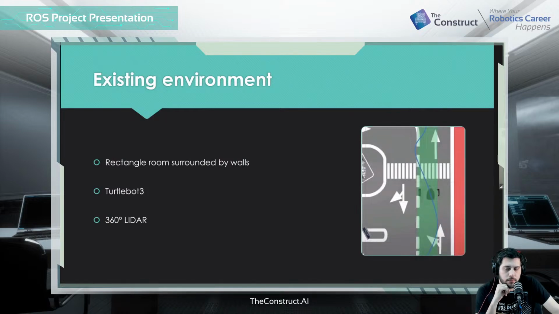It is basically a rectangular room surrounded by walls, and we are using a Turtlebot 3, which has a 360-degree LiDAR reading. This is an image of the robot that we are using. The green zone is the optimal zone where the robot should be, and the red part is the wall, which it should keep parallel towards its right-hand side.